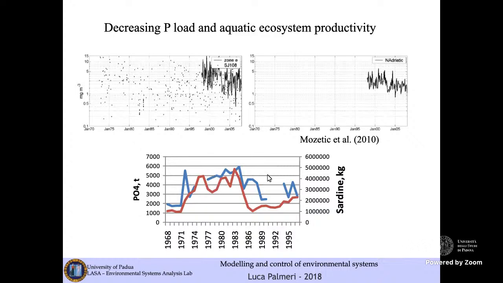So this is just to say that anthropic activities, in terms of fisheries stopping, or industrial processes stopping, or wars that make fishing activity stop, or policy that reduces the quantity of phosphate discharged by the land to the water system and to the water bodies, have important effects also on several ecosystem conditions, like, for example, fish stocks of the first trophic consumers of primary producers, or of primary production.